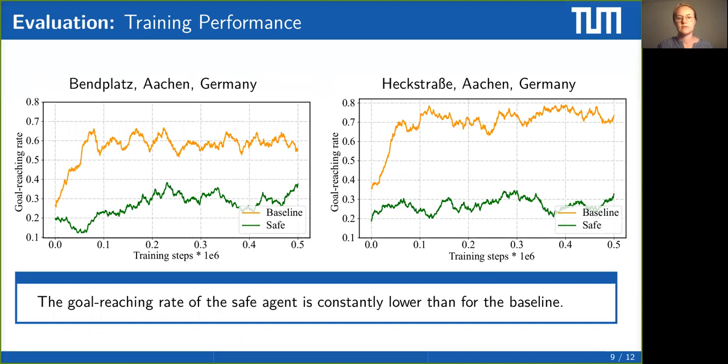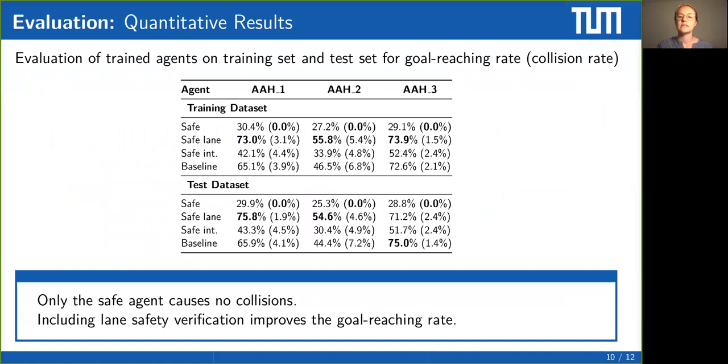So here you see the results for two of these three intersection examples during training. You directly see that the baseline agent performs much better than the safe agent, and the goal reaching rate of the safe agent is constantly lower, but still both agents converge during training. And they don't overfit, which we can see because here you can see the evaluation on the training and the test data set. These numbers are still very similar, which indicates that we don't have overfitting.